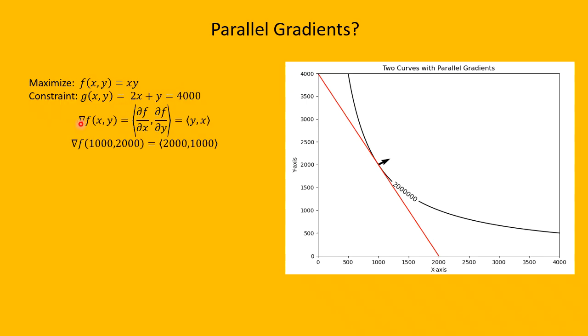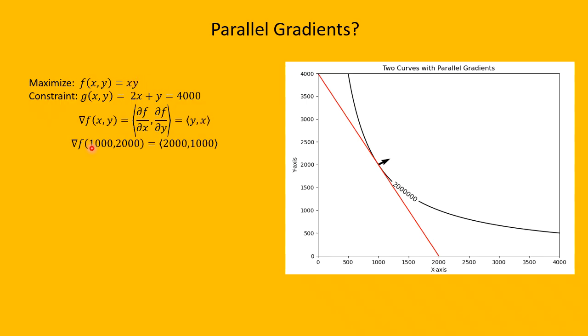And if we look at the gradient of f at x y, by definition, this is the vector whose first component is the partial of f with respect to x, second component, the partial of f with respect to y. If we look at this first component, if we differentiate x times y with respect to x, we just get y. For the second component, if we differentiate x y with respect to y, we get x.